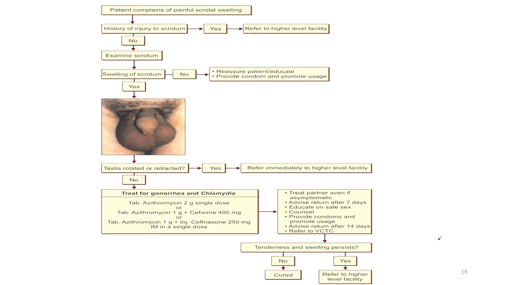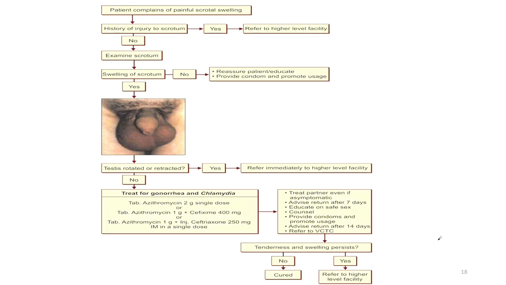If there is no such history or no rotation or retraction of the testes, treat the patient for gonorrhea and chlamydia with antibiotics like azithromycin, cefixime or ceftriaxone. And also treat the partner even if asymptomatic and advise return after 7 days. Educate on safe sex, counsel, provide condoms and promote usage. Advise return after 14 days. Refer to VCTC, that means voluntary counseling and testing center. If tenderness and swelling persists, refer the patient to a higher level facility.